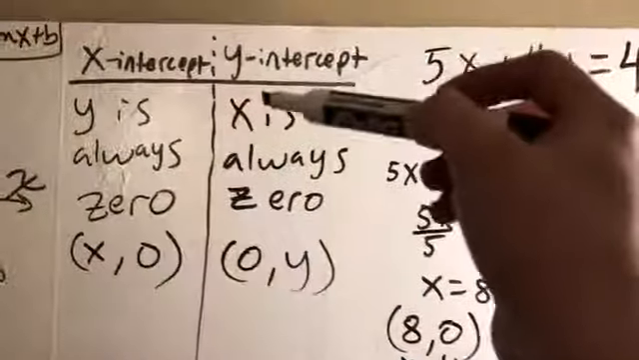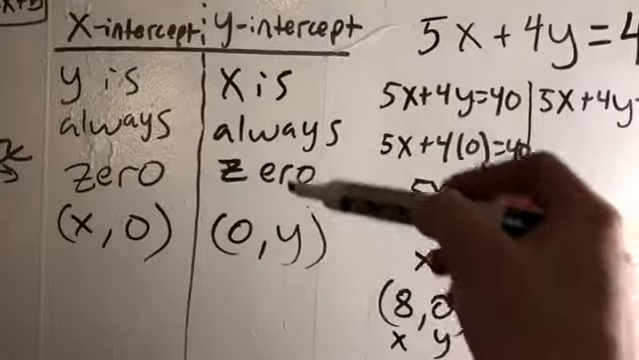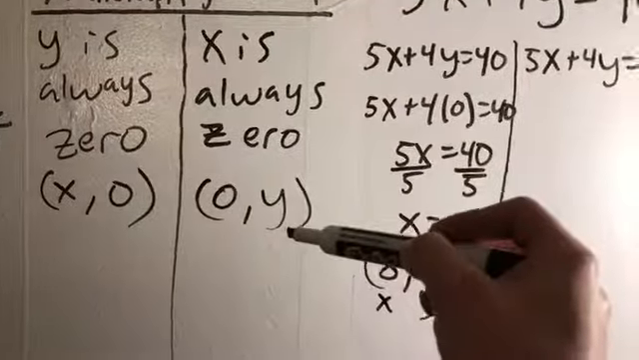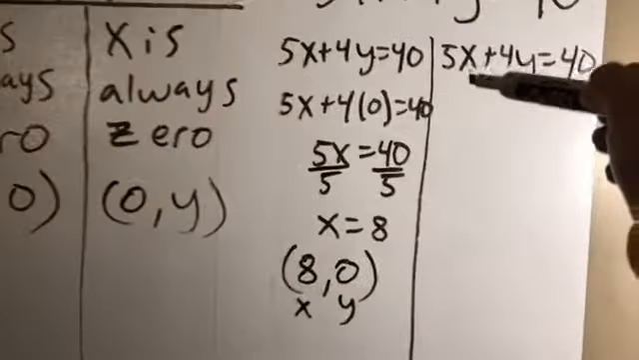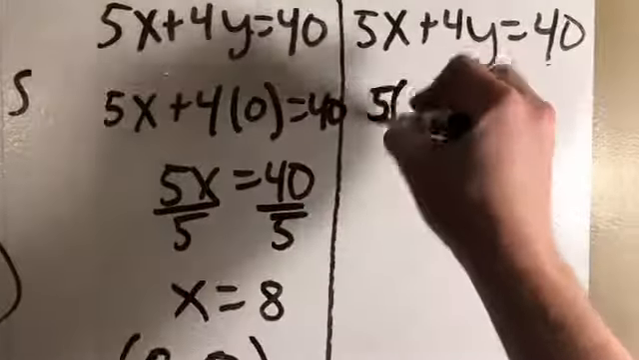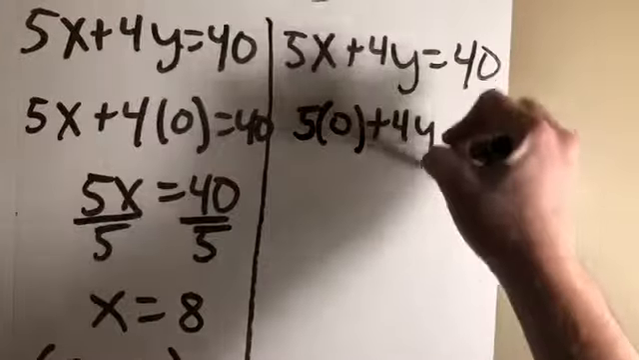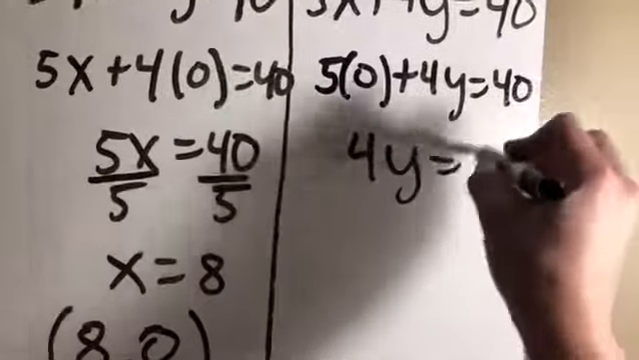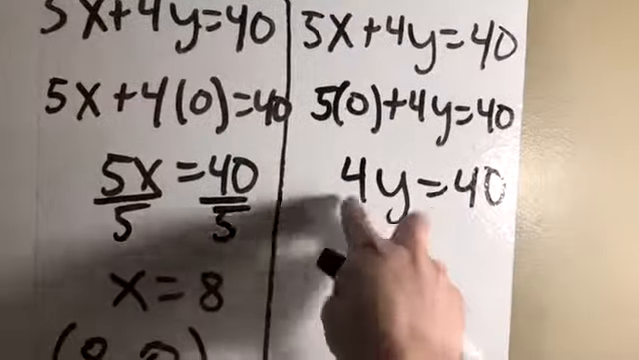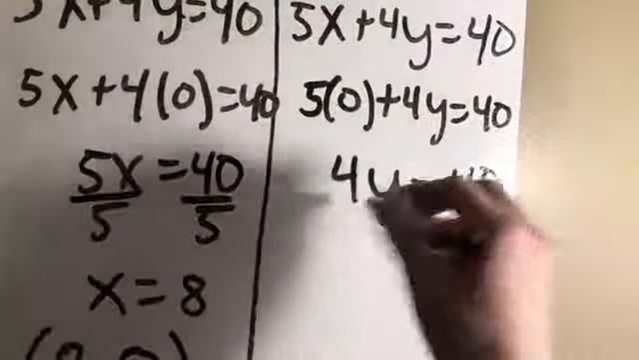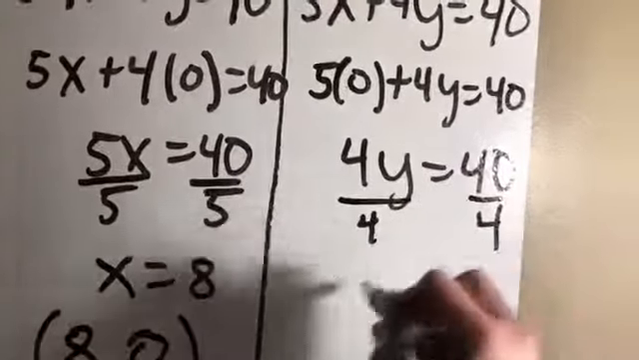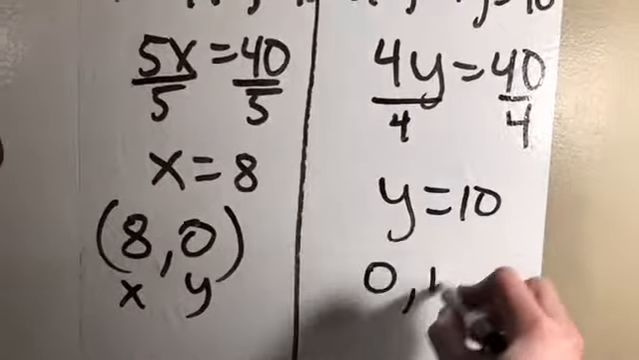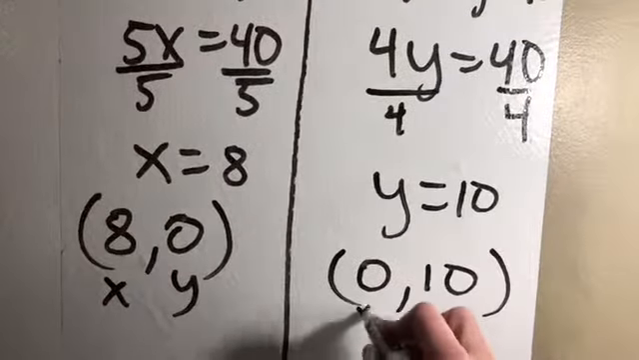Now for the y-intercept, since we want an actual answer for y, the other letter will be 0. x is always 0 when you look for that y-intercept. So I'm going to take that 0 for x and plug it in. 5 times 0 is 0. 4y is 4 times some number y to get us to 40. The opposite of multiplying is division. We'll get that y is 10. So the y-intercept is 0, 10.